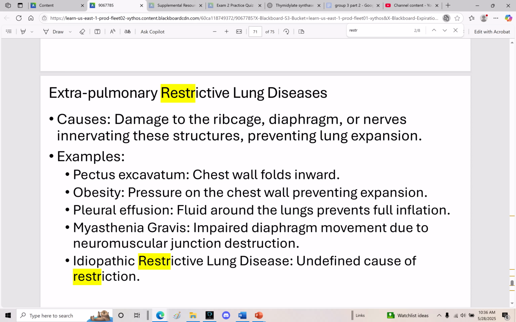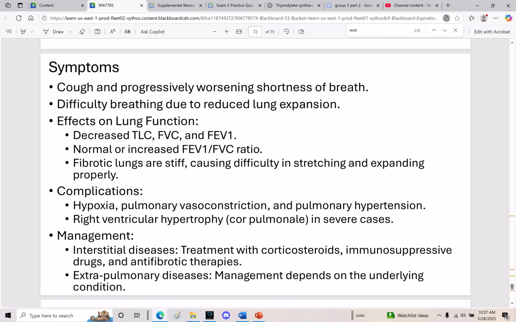Now, complication, of course, hypoxia. So remember, hypoxia, when the tissues are starving for oxygen, that's hypoxia. So pulmonary vasoconstriction. Why would you develop pulmonary vasoconstriction? Remember, I drew it on the board the other day? Anytime that the lungs are not perfusing correctly, that's going to make vasoconstriction. If you have a massive vasoconstriction across the entire area of the lungs, that's going to increase the pressure on the right side of the heart.